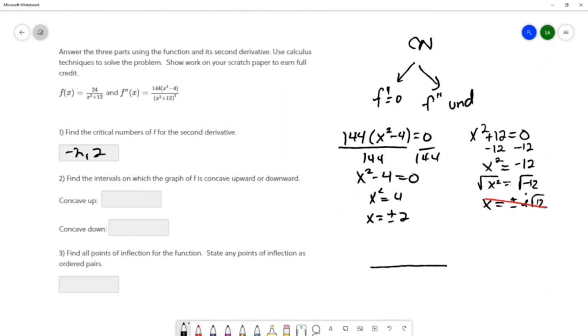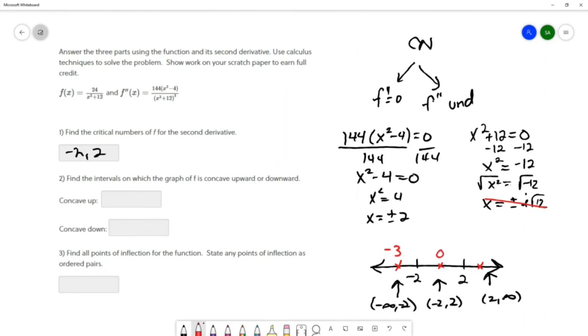And so we're going to take those critical numbers and we put them on the number line in order from smallest to largest. This breaks up the number line into these different sections, these different intervals going from negative infinity to negative 2, negative 2 to 2, and 2 to infinity. The second derivative is going to tell us the concavity. So I'm going to choose test points in each one of these intervals. So I can choose negative 3, 0, and positive 3 as test points.